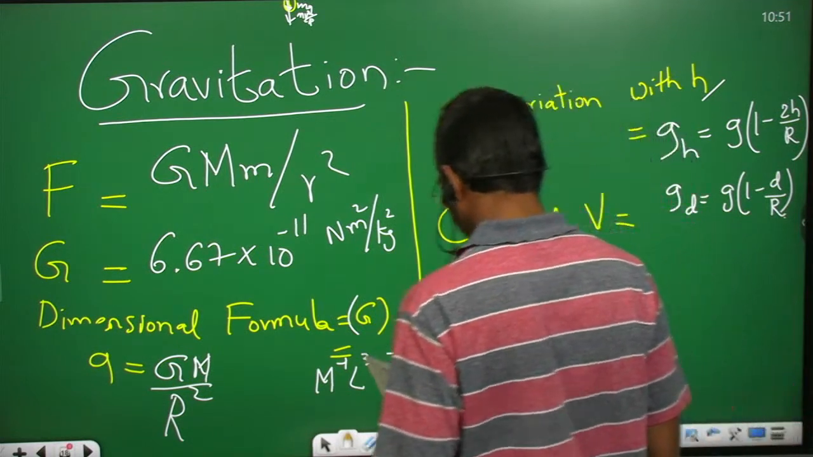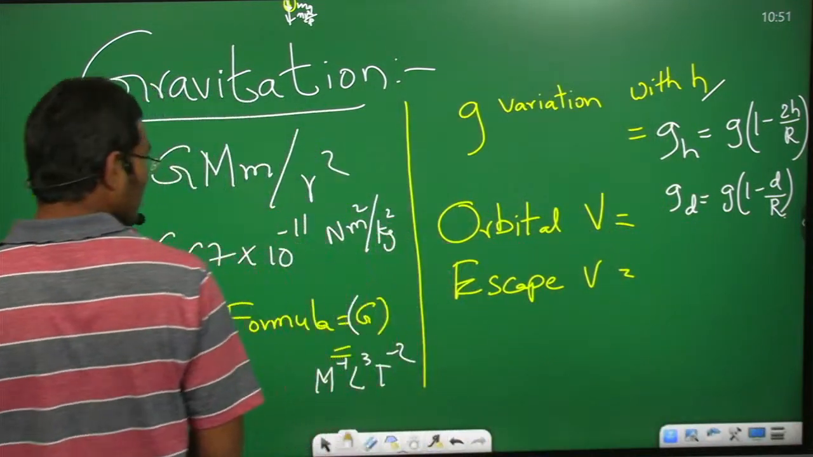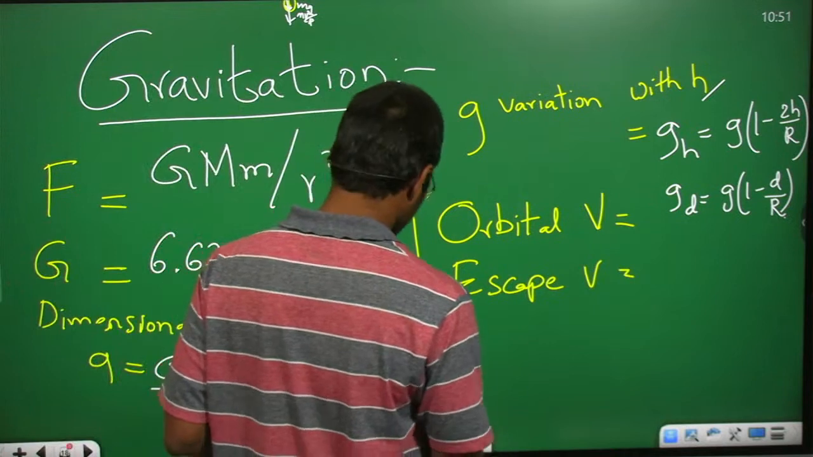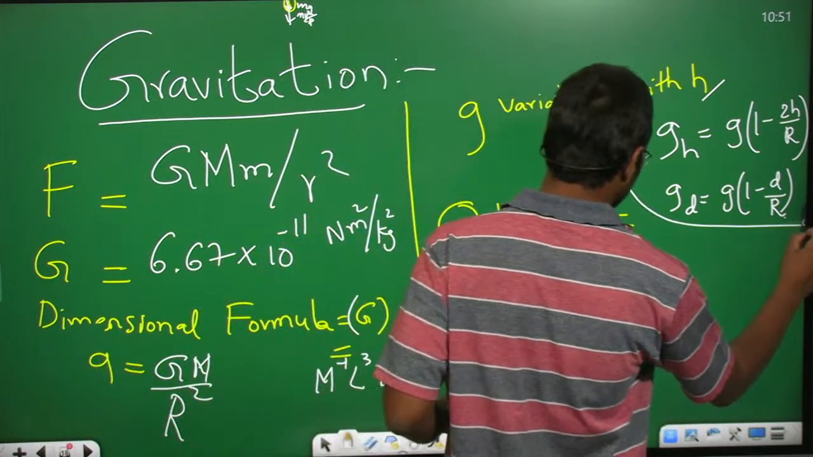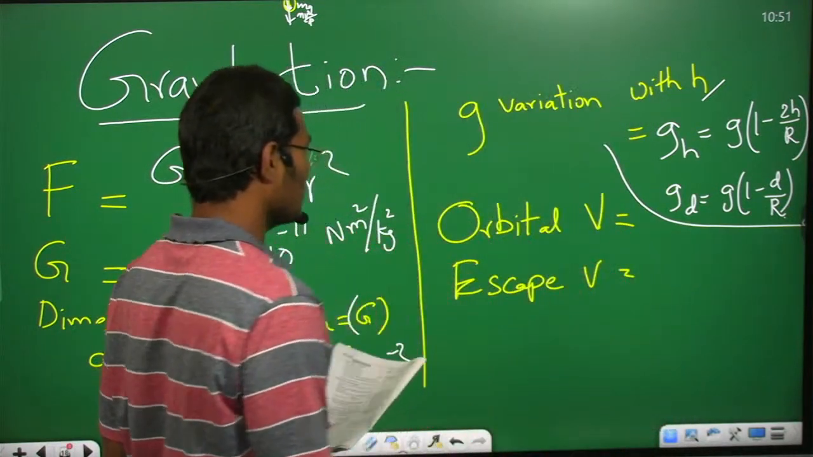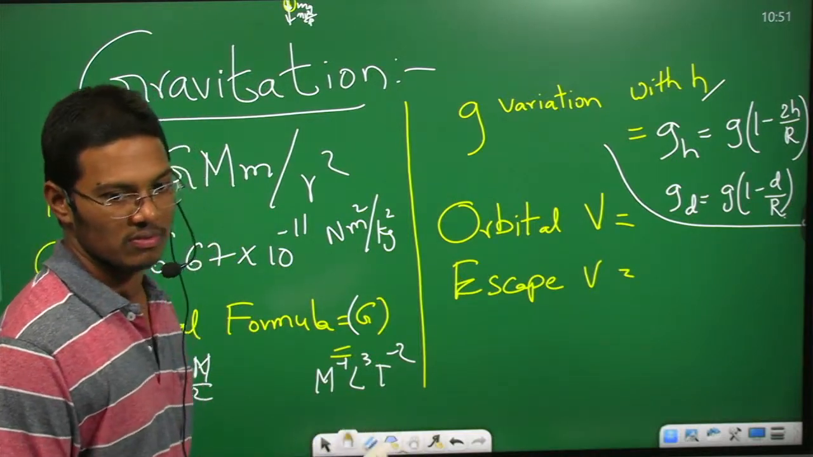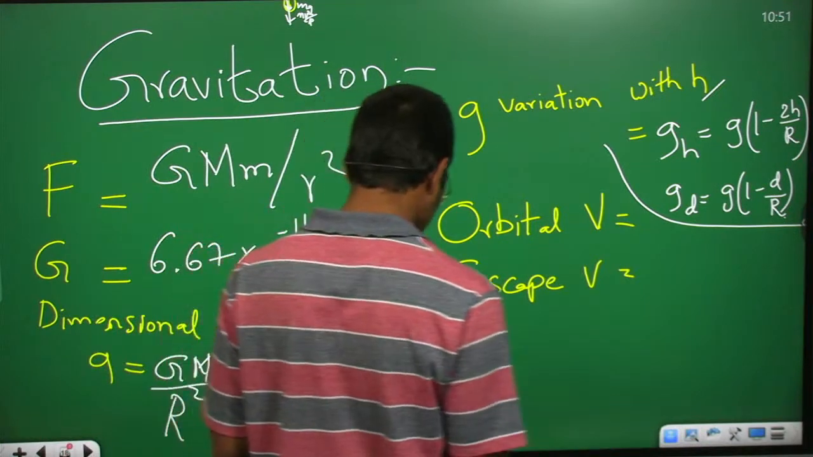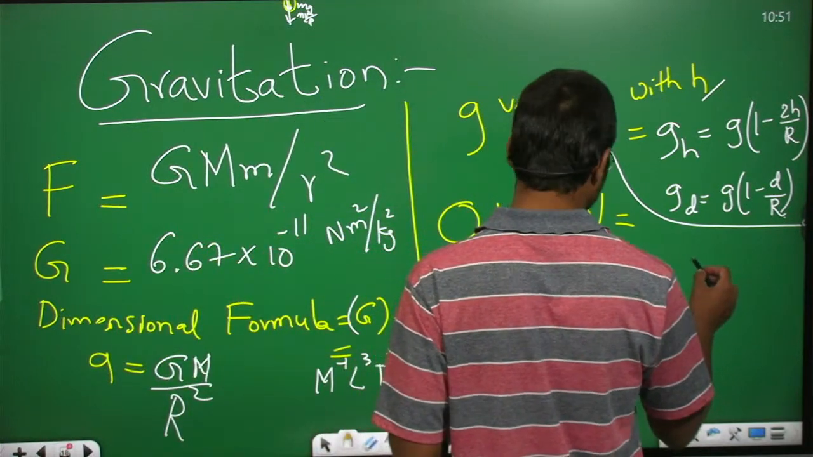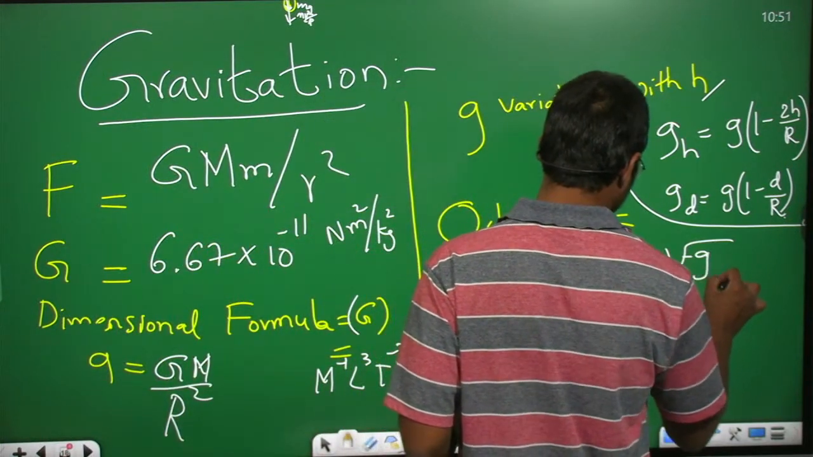See, these are the approximate formulas, okay? You will get the answer. So what is this orbital velocity? The velocity which is required so that it keeps revolving around the surface of some planet. So it is nothing but under root gr.